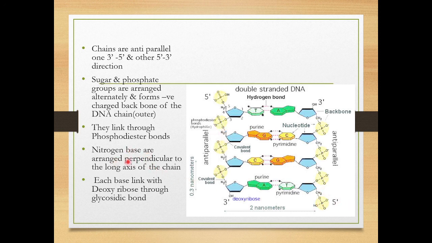The nitrogen bases are arranged perpendicular to the long axis of the chains. So each base, whether it is purine or pyrimidine, is linked with the deoxyribose through a glycosidic bond.